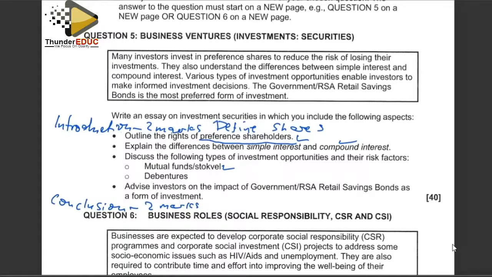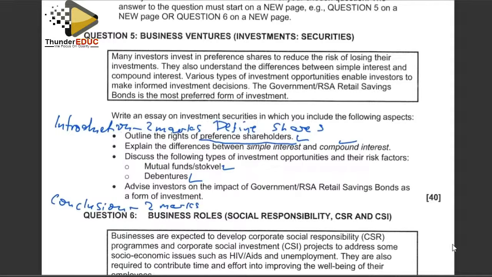When you talk of mutual funds or stokvels, this is the platform where an informal savings scheme in which a small group of people normally contribute. So now we have a small number of people who contribute in this particular type of informal saving scheme. But now when it comes to debentures, these are issued to raise borrowed capital from the public. So it means that it is issued to raise borrowed capital from the public.